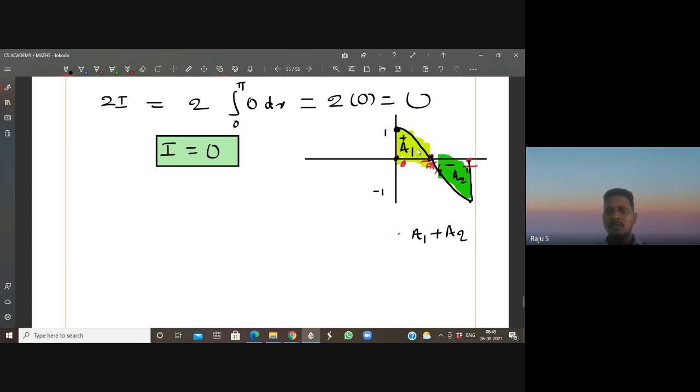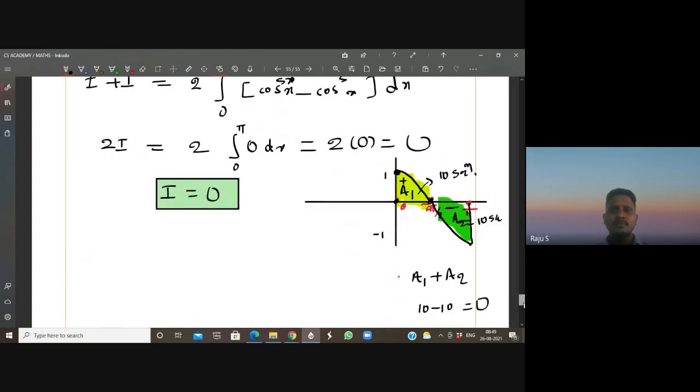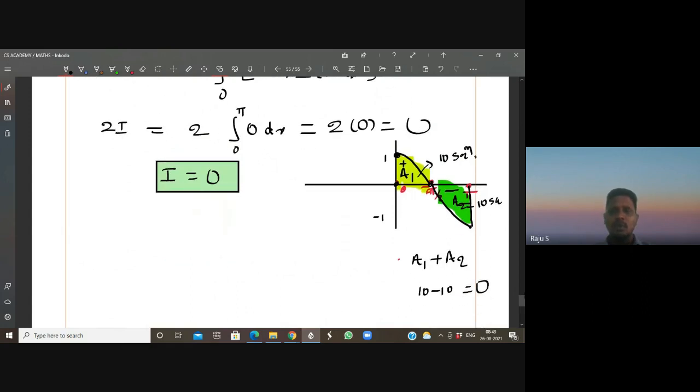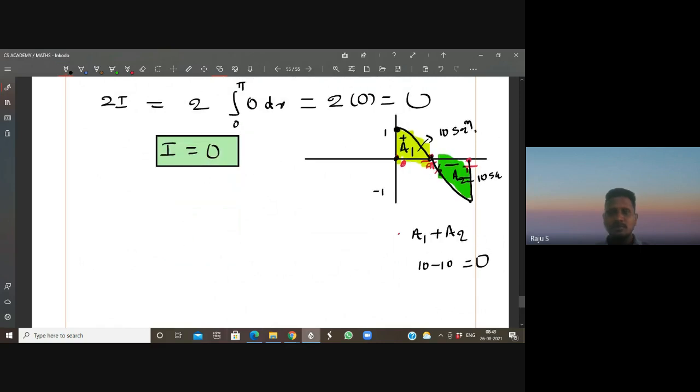For example, what about the area of A1? Look clearly, students. If the A1 area is some 10 square units, A2 is also equal to 10 square units, but it is negative below the x-axis. So 10 minus 10 becomes 0. This is the reason. Here, for 0 to pi of cos power 5, the area becomes 0. Above the x-axis, the area is positive; below the x-axis, the area is negative. Got it? Like that, the area becomes 0.